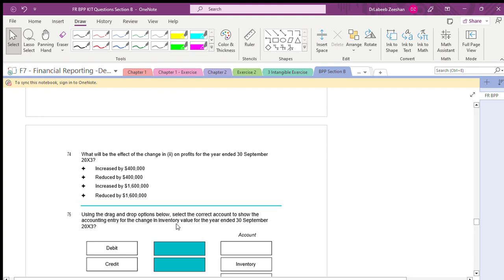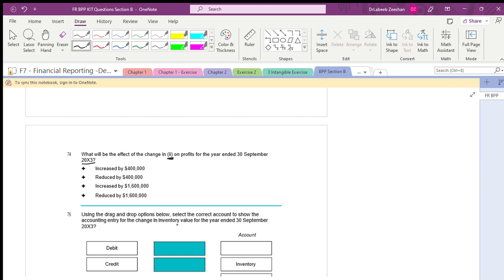What will be the effect of the change in 2 on profits for the year ended 31st 2003? What is the change in profits? That's what we are talking about. Now they are changing from first in first out, FIFO, to average cost.